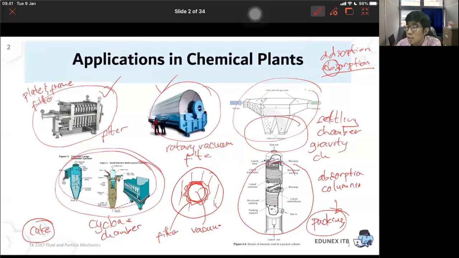And this is also an example of particle and fluid flow, right? So actually, there are a lot of applications when we are dealing with solid particles in the fluid flow. What is the difference between absorption and adsorption? B and D.